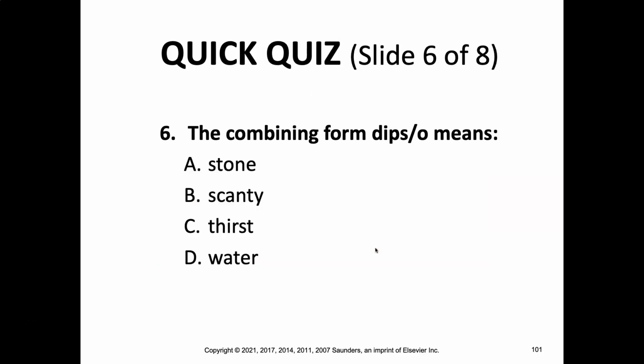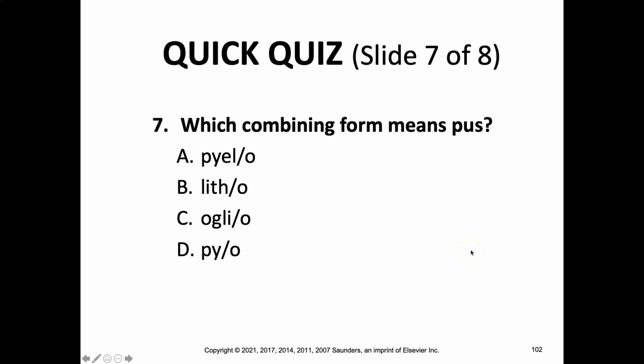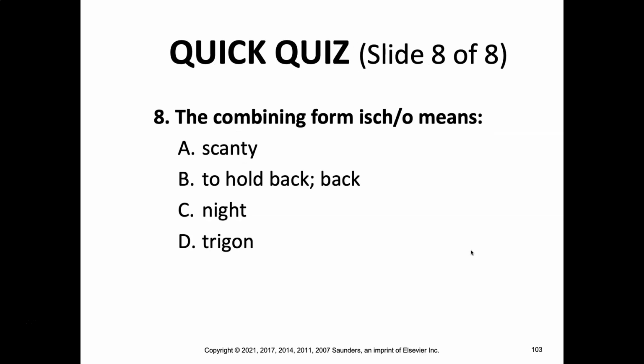The combining form dipso means what? Dipso. This is one that you should know. You probably learned it back in the chapter for week 3 when we were talking about the digestive system. I think it was there. Combining form that means pus. Here's another one that you should know. Combining form isho. What does that mean?